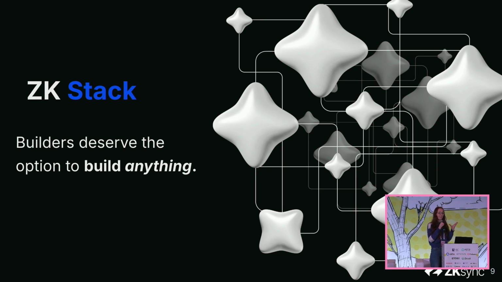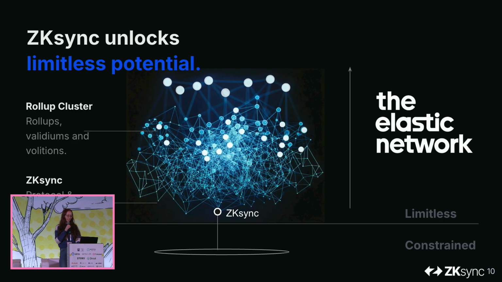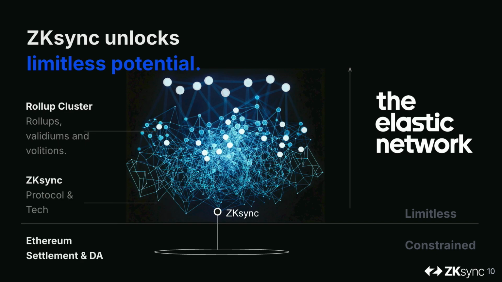ZKstack is basically our stack for all chains in the Elastic network. And we really think that builders deserve the option to build anything. There was a talk about this earlier, but what is the Elastic network? We're calling it a roll-up cluster, a bunch of L2s that have a shared bridge. They're all interoperable with each other. They all use the ZK stack, but they can all be customizable for each chain. So if one chain wanted to be fully private, they could, or ZKsync Era is just a roll-up where everything is public.